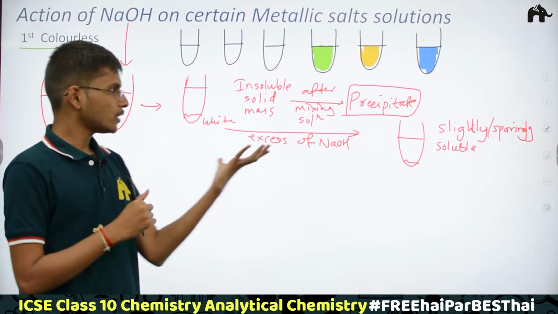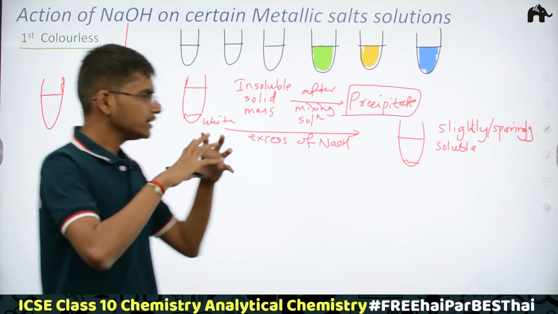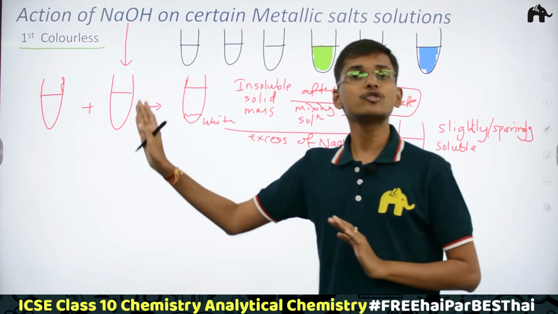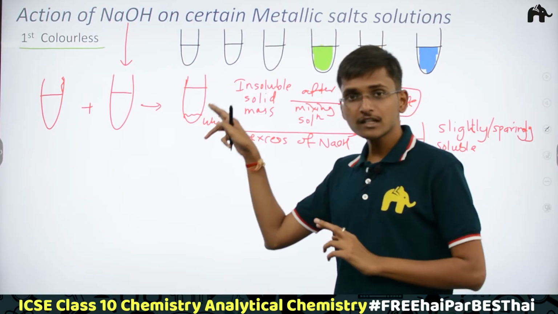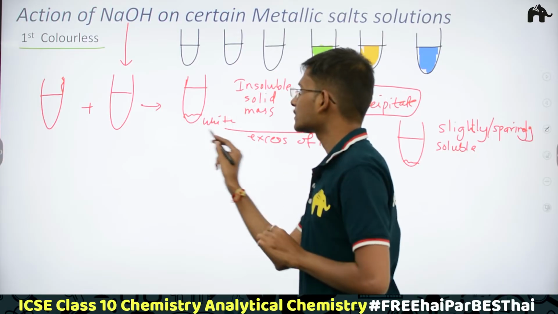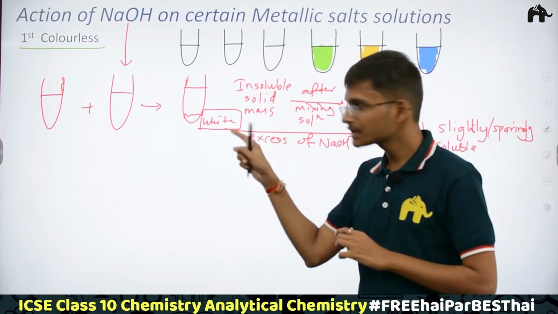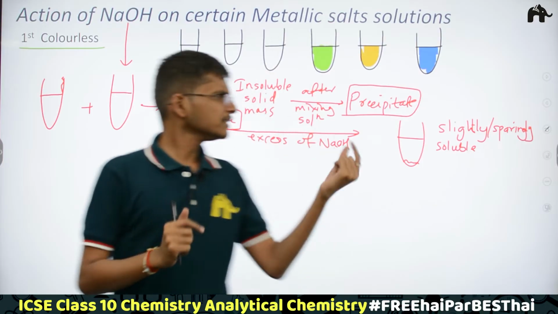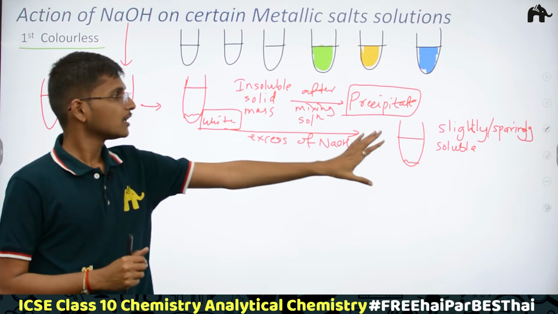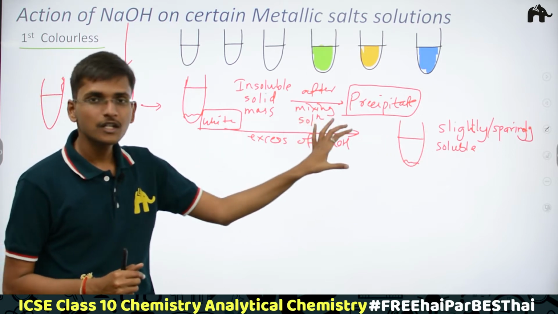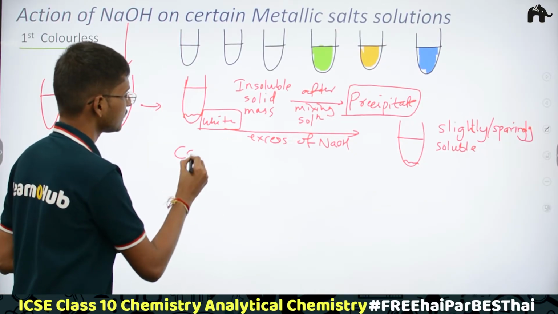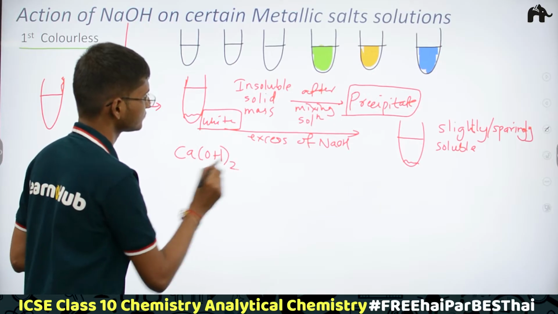Now what you have to remember is, in this process when we are adding NaOH solution into a colorless metallic salt solution, and we get a colorless solution with a precipitate which is white in color, and this white precipitate is sparingly soluble, or gets slightly solubilized when we add excess of NaOH, then you have to remember it very clearly, such a white precipitate is calcium hydroxide, okay.